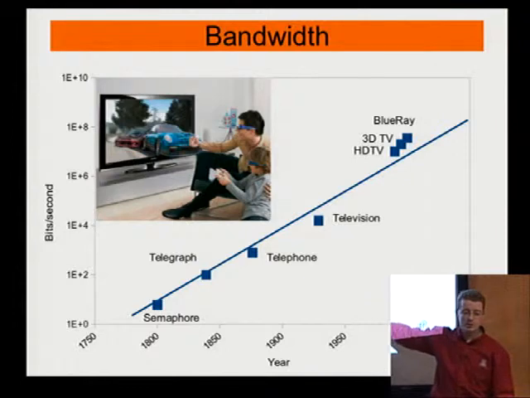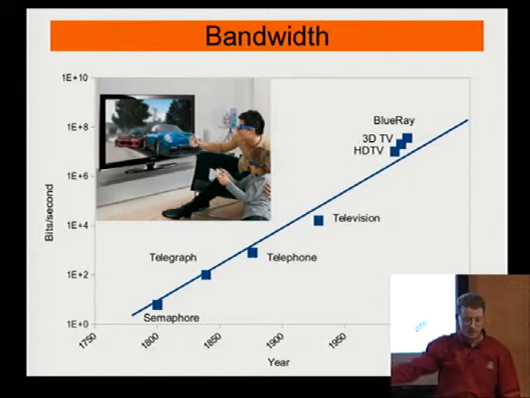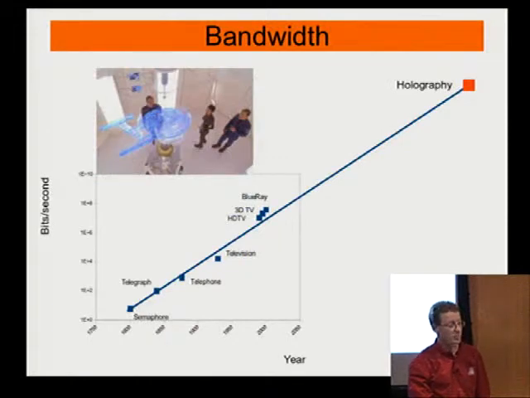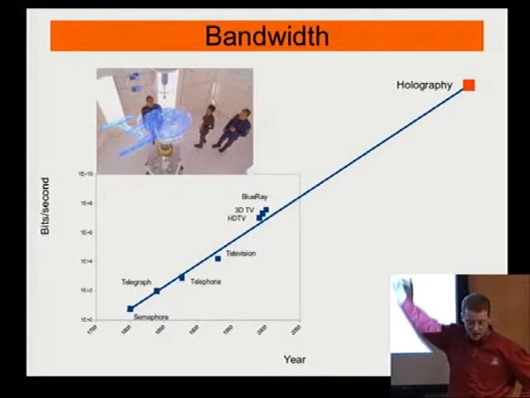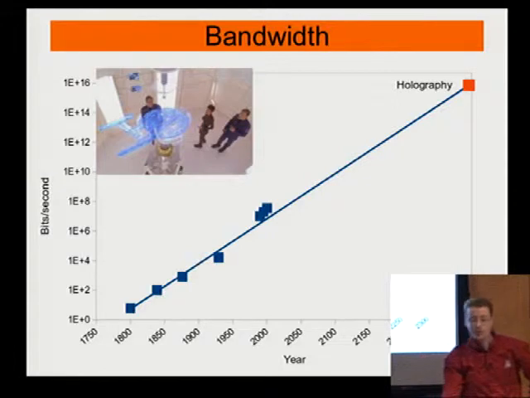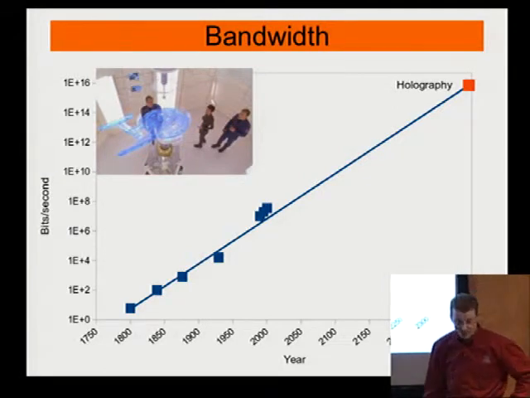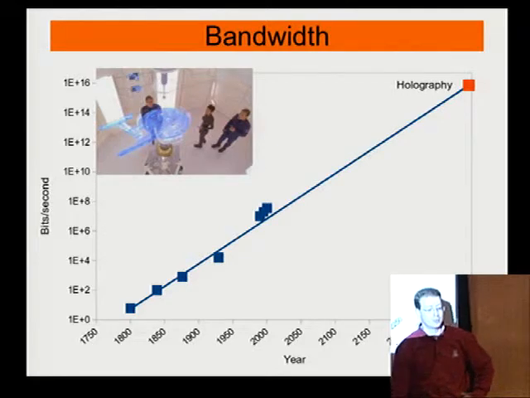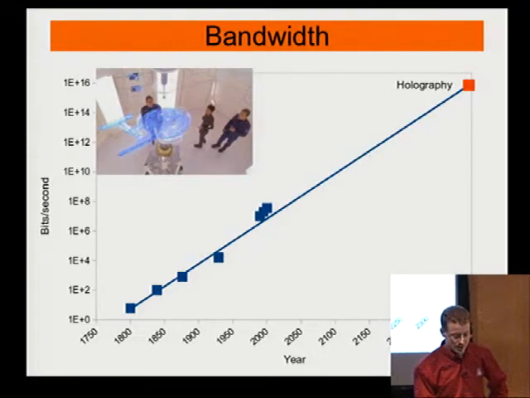This begs the question, where is holography on that chart? And I have very bad news. Because with 10 to the 16 bits per second, holography is way out there. And if I scale the graph now, holography should emerge just before the 24th century. And that's a very long time to wait for my holographic Netflix queue. Disappointing, huh?